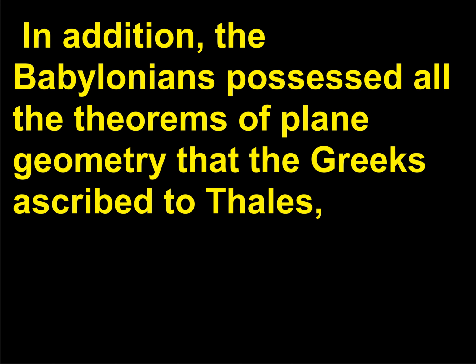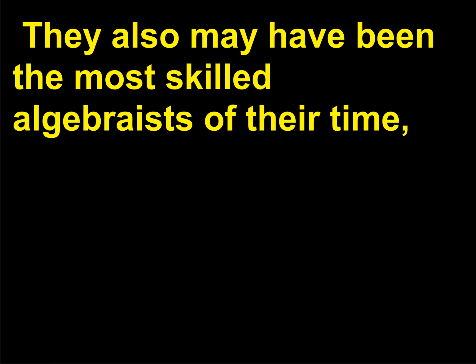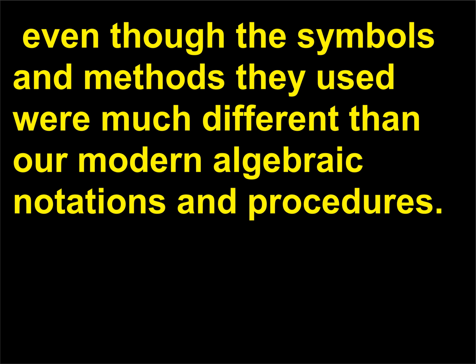In addition, the Babylonians possessed all the theorems of plane geometry that the Greeks ascribed to Thales, including the theorem eventually named after him. They also may have been the most skilled algebraists of their time, even though the symbols and methods they used were much different than our modern algebraic notations and procedures.